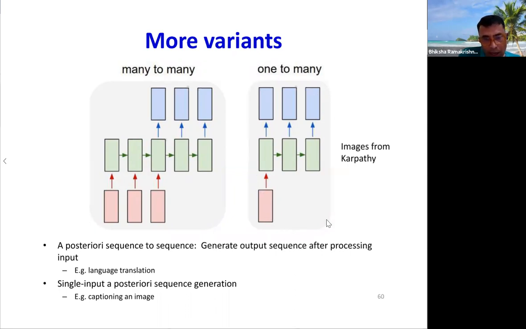And this one here is a special case of this. Now, a single input, a posteriori sequence generation, where the network sees one or a small number of seed inputs and then produces an output sequence. You'd have this, for example, for image captioning. The image goes in and the entire caption is output, right? So do you understand the difference between these different formats, guys? Questions?